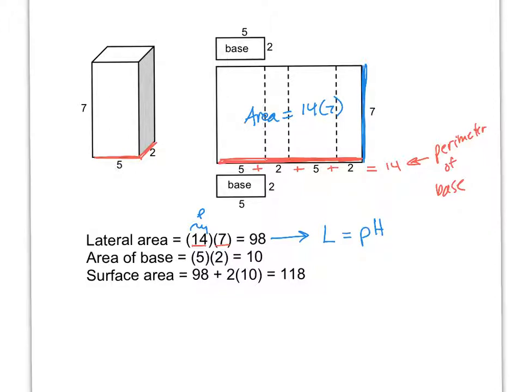The area of the base is pretty straightforward. This area right here is a rectangle. So it's 5 times 2, base times height, which gives me 10. And I've got 2 of them, so I'm going to need to remember that. I've got 2 bases. So the total surface area is this lateral surface area plus 2 of the bases. And that's where we get our formula for lateral surface area and for total surface area.